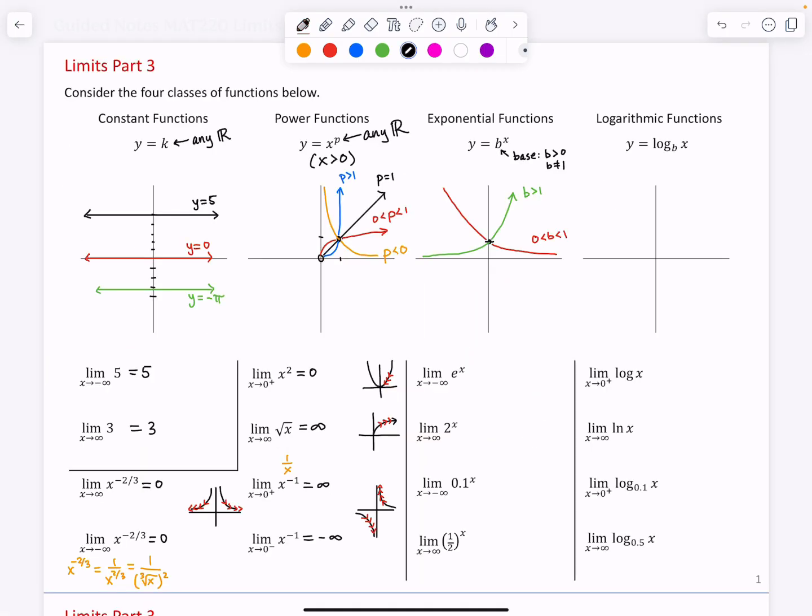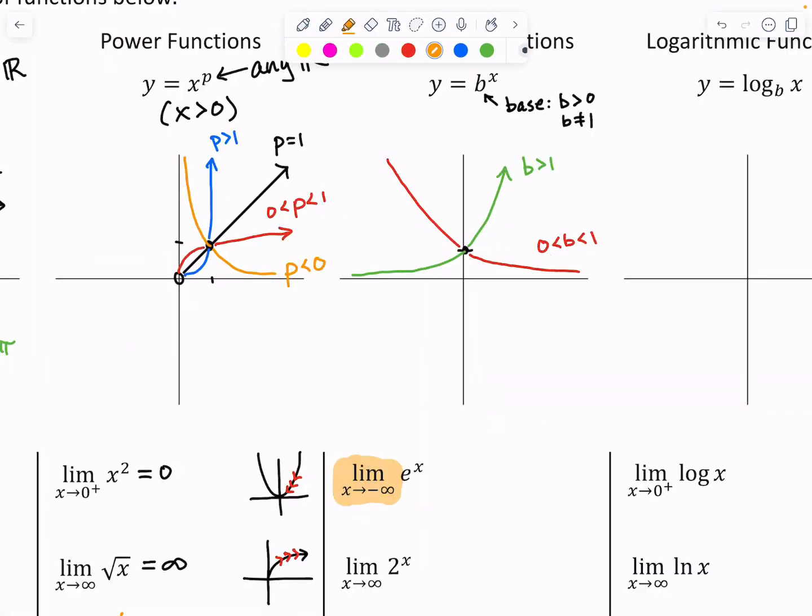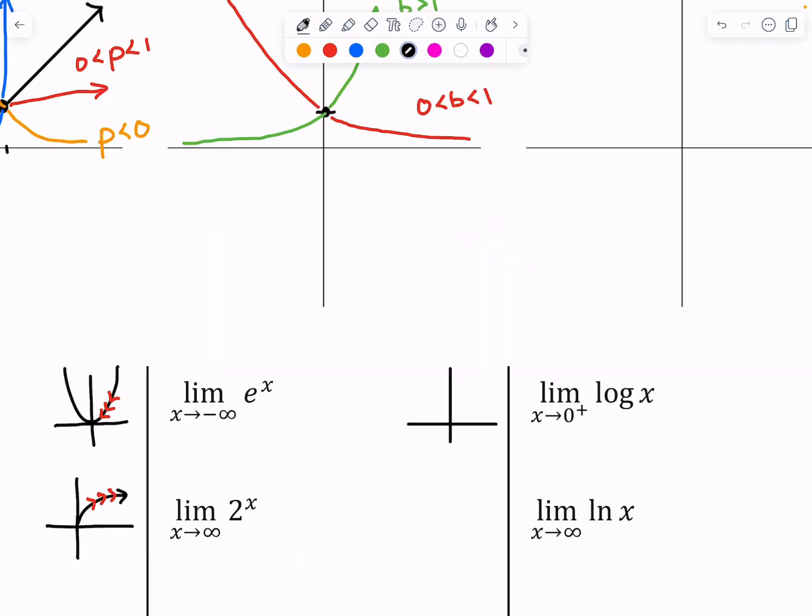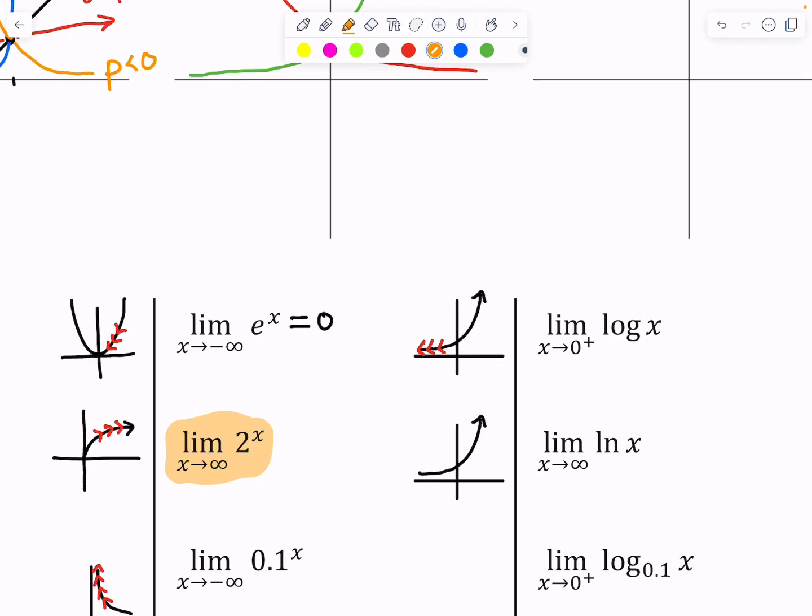Let's use these ideas to help with these 4 limits right here. We'll do a limit as x approaches negative infinity of e to the x. Well, e to the x is a growing exponential, but we're letting x go to negative infinity, so we're going left forever. And as we do that, the outputs approach 0. Now let's do a limit as x goes to infinity of 2 to the x. Well, 2 to the x is also a growing exponential, and for growing exponentials, if you go right forever, the outputs increase to positive infinity.